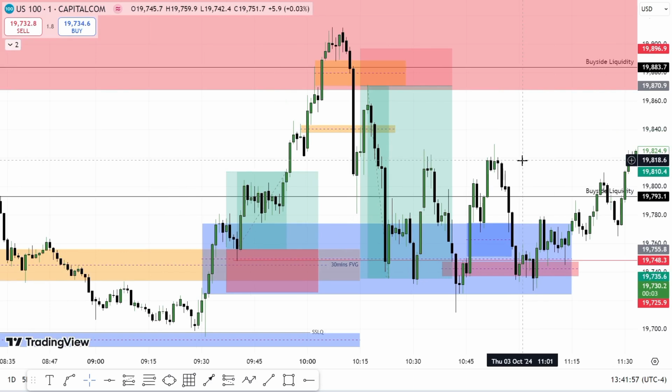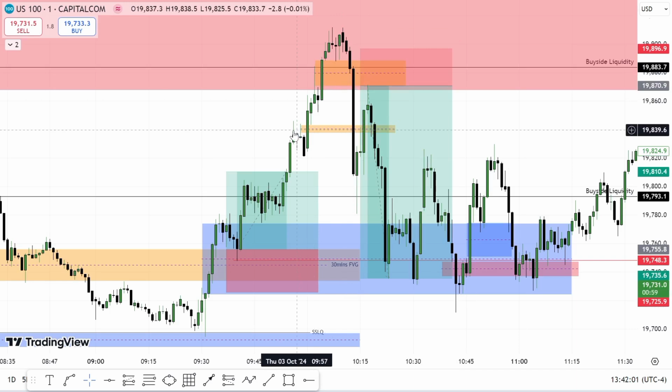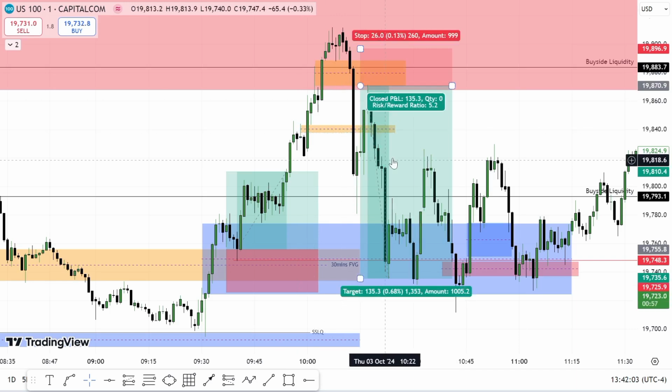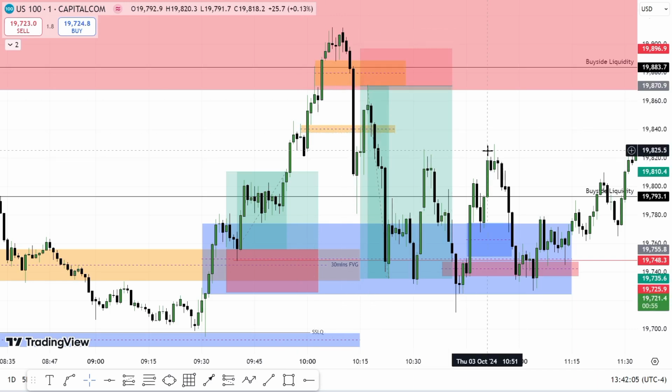ICT will tell you why what works. It will tell you why this is an inversion fair value gap, why this is a bullish fair value gap, a bearish fair value gap, what you should expect at some point. So you need to sit back now, put in some screen time, and build the strategy.